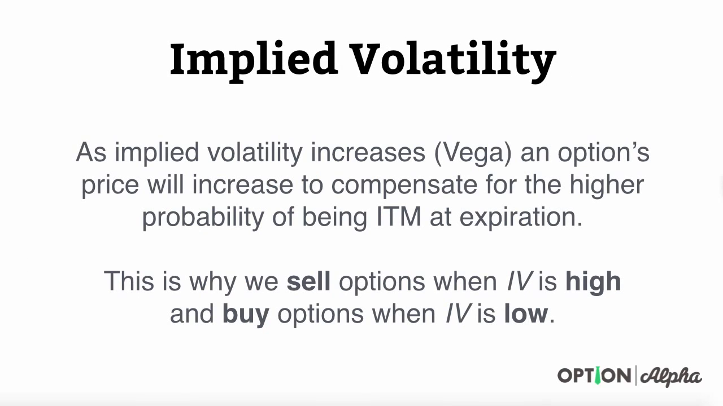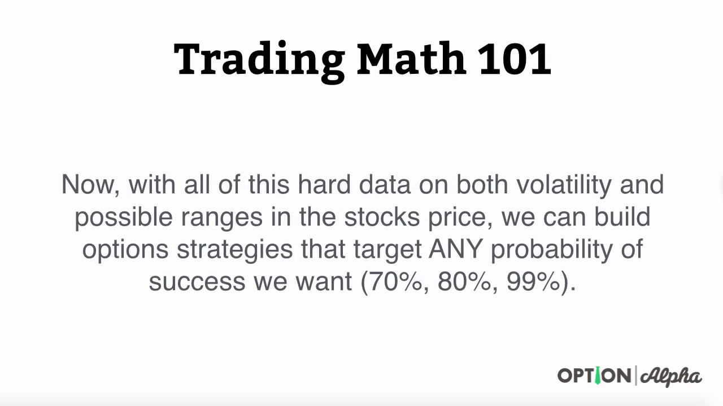Now, this is why we specifically suggest that you sell options when implied volatility is high, because option pricing is going to be very expensive and rich and swollen because of implied volatility. And this is also why we suggest that you buy options generally when implied volatility is low. And that's because option prices are generally going to be really low and have the propensity maybe to increase in the future.